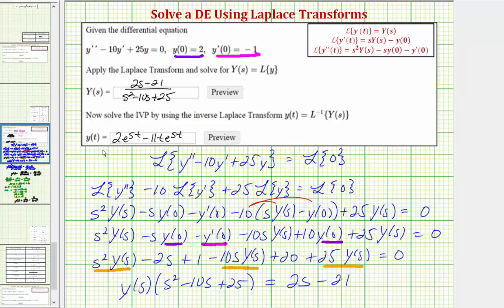I'm not sure if you noticed, but we could have found this particular solution much faster by using a characteristic equation where we'd have a repeated root or repeated solution.